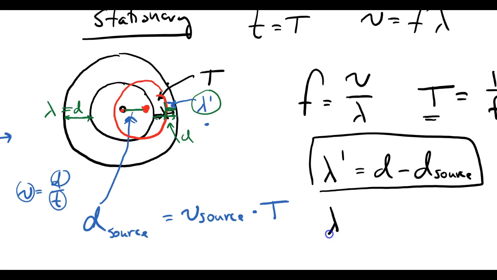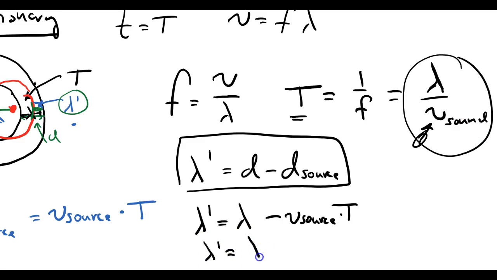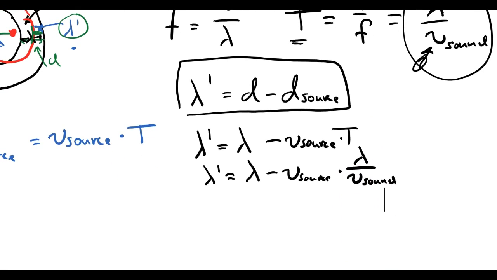So I'm going to say wavelength prime is equal to the original wavelength minus the distance that the source moved, which is just v source all times the period. Now, the period, if we go back up to here, is the actual wavelength divided by the speed at which the sound is going to travel. So wavelength prime equals the wavelength minus v source times the period, which is just wavelength all over v of the sound. This is however fast it's traveling in whatever medium it's in, in this case, air.